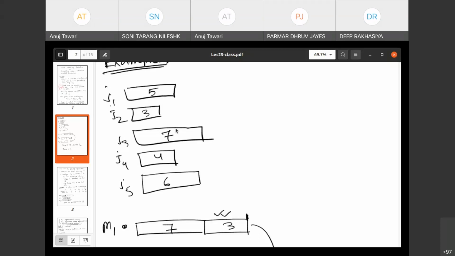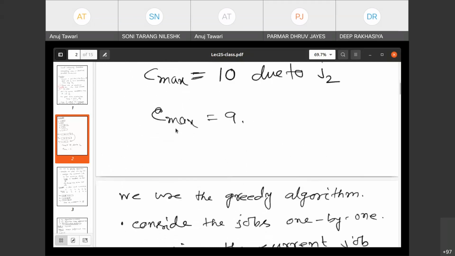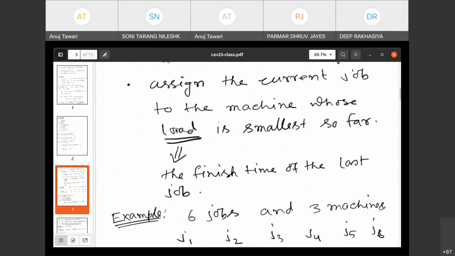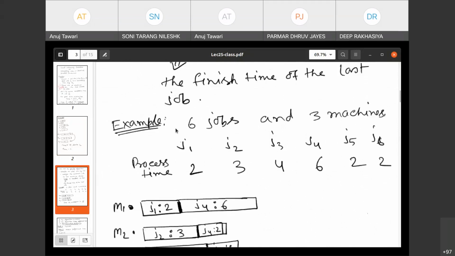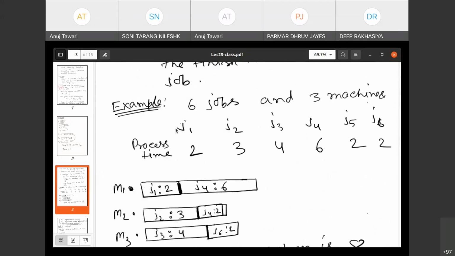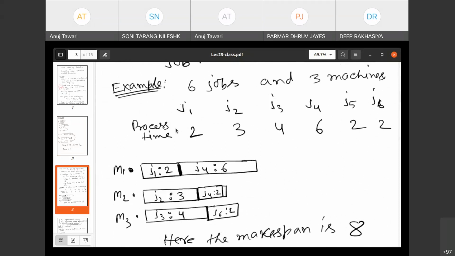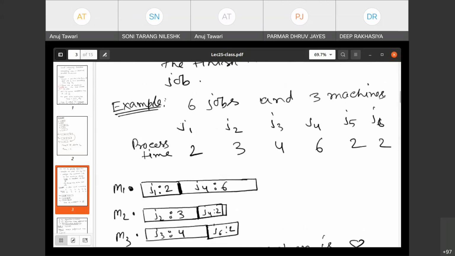In fact, we need one more assumption here to claim that our solution is, let's say, at most twice the optimal solution. So let's say we take this example now. Here again, we have three machines and six jobs, and we are given these processing times. Let's say this takes 2 hours, 3 hours, 4 hours, 6 hours, 2 hours.